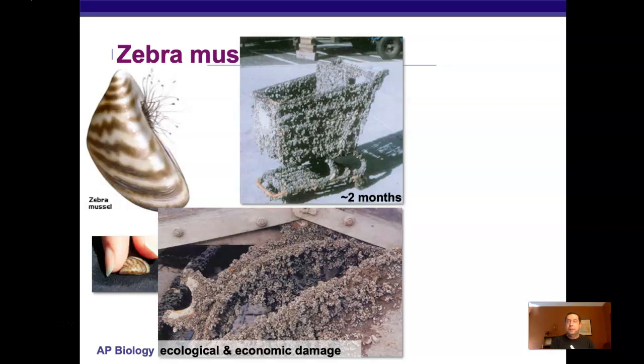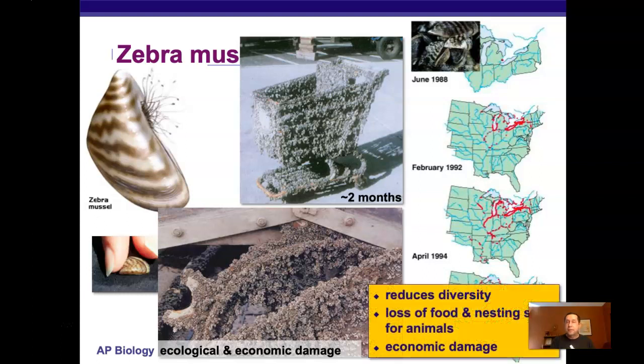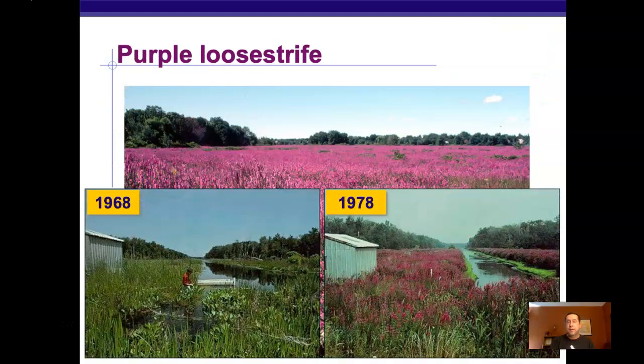So zebra mussels were accidentally released from a cargo ship ballast tank, which they're not supposed to empty, but they did in the Great Lakes, and you can see how they spread through much of the central and eastern United States waterways. They can clog up water intakes. They cause a reduction in diversity. They kill off the native mussels, which means there's less food for other things to eat. Economic damage can result in all kinds of things. Loosestrife, you can see in a short period of time, kind of took over all the native species along this waterway here.